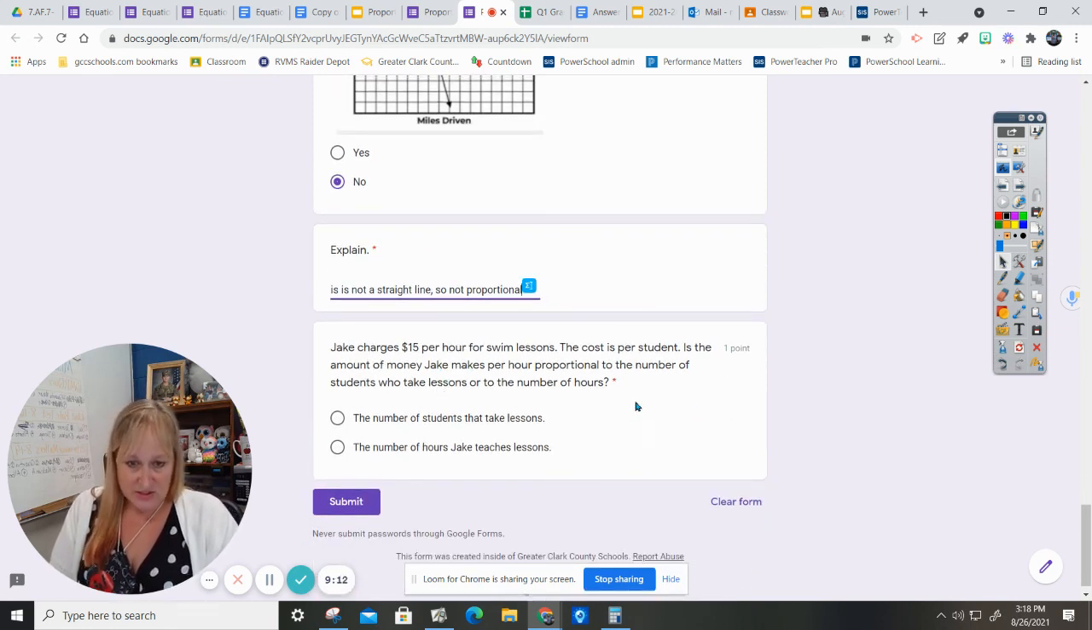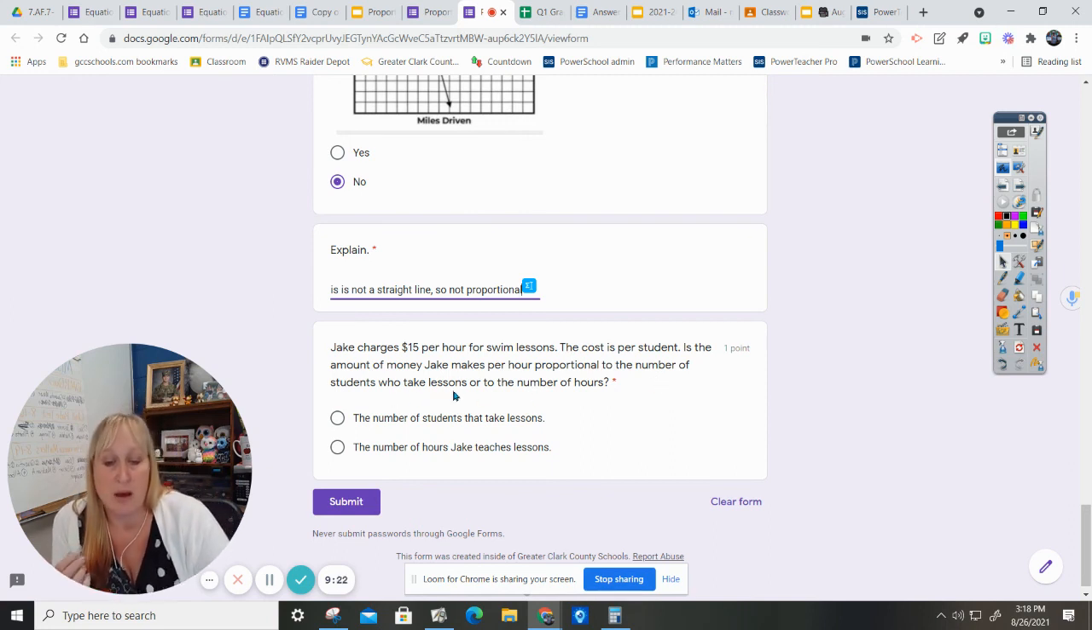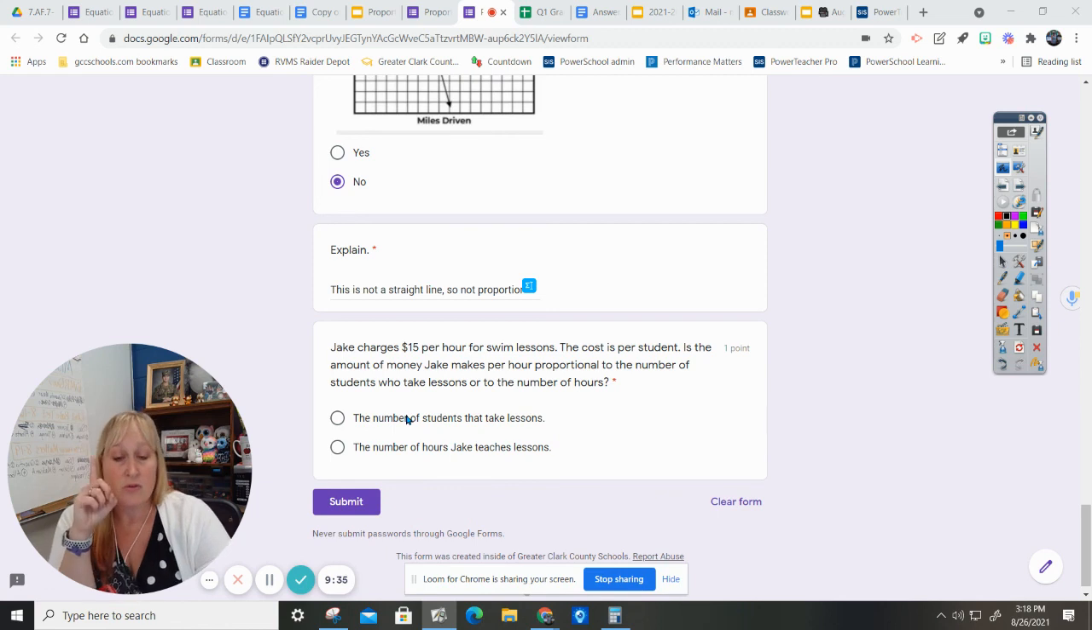Jake charges $15 an hour for swim lessons. The cost is per student. Is the amount of money Jake makes per hour proportional to the number of students who take lessons or to the number of hours? Ooh, that's a good question. So let's do some thinking about this. So for 1 hour and 1 student, Jake gets $15. For 1 hour and 2 students, Jake gets $30. So which one made it change? It wasn't the hours. It was the number of students. So I think we're good.